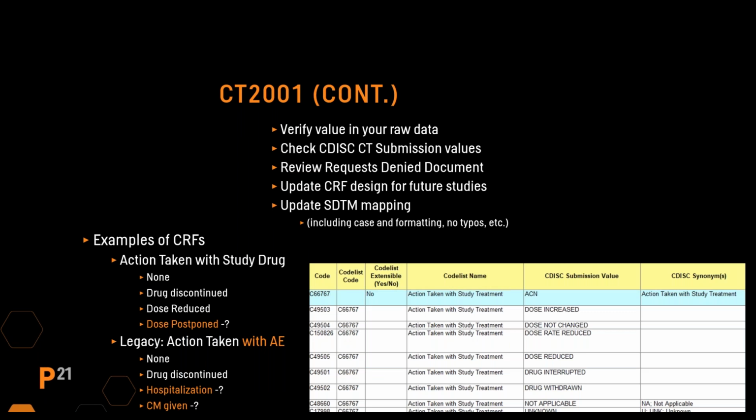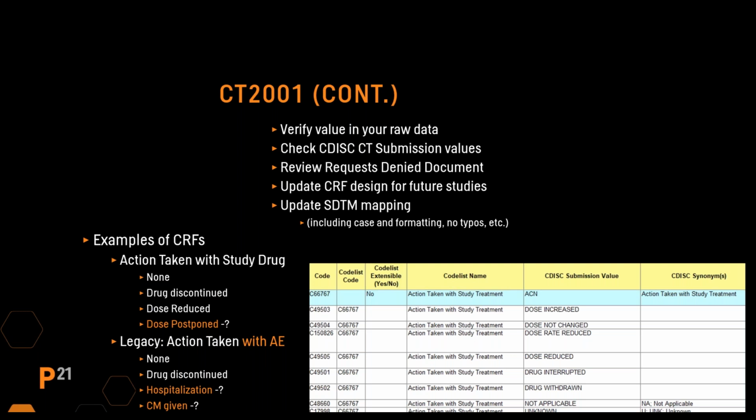This is another example that we sometimes see for the CT2001 firing. This is cases where your CRF values might not be found in the non-extensible code list. So the fix tip for this would be to verify the value in your raw data, then check for the CDISC CT submission values. Then there's a request denied document within the CDISC website.